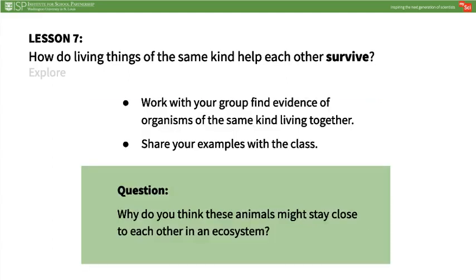In the Explore portion of the lesson, students will use the ecosystem posters from earlier in this unit to explore how animals of the same species interact with each other. Using the posters, ask students to look for evidence of organisms of the same kind living together, and then share out with the class. After sharing, ask them to make a claim about why these animals may stay close to each other within their ecosystem.